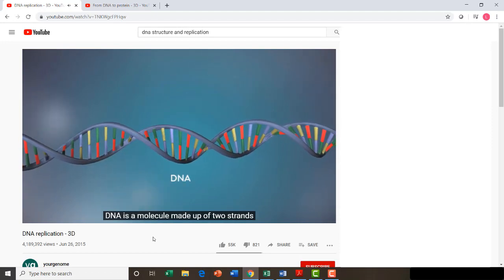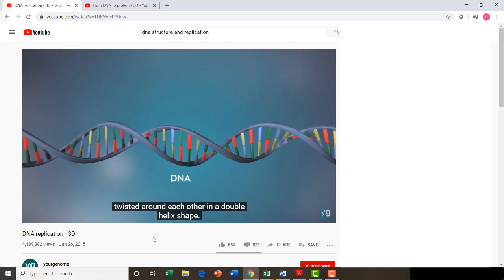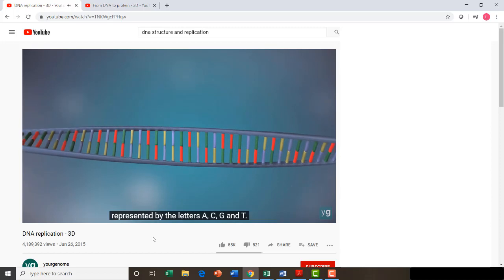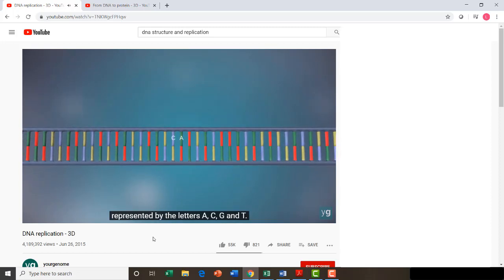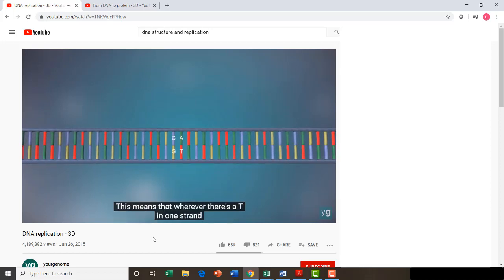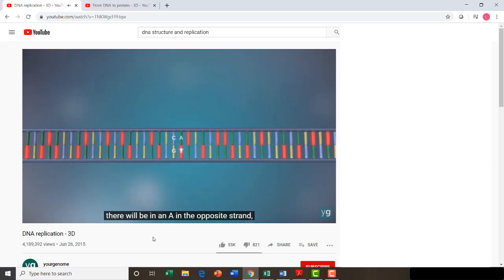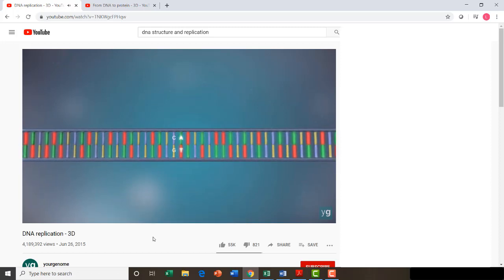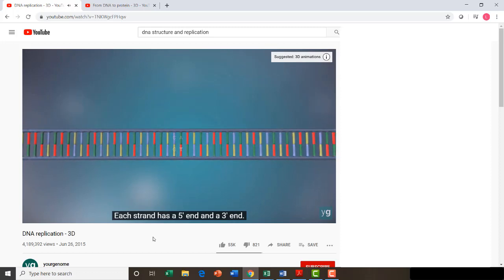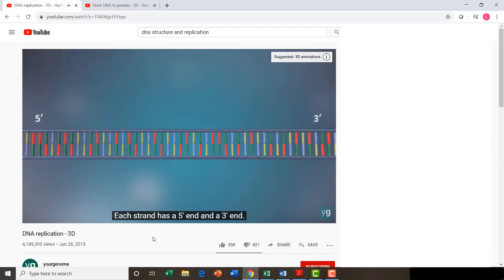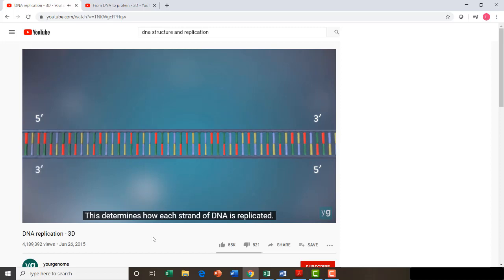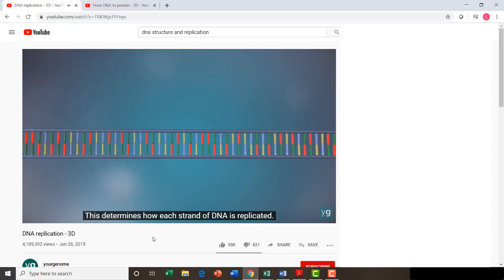DNA is a molecule made up of two strands, twisted around each other in a double helix shape. Each strand is made up of a sequence of 4 chemical bases, represented by the letters A, C, G and T. The two strands are complementary. This means that wherever there's a T in one strand, there will be an A in the opposite strand, and wherever there's a C, there will be a G in the other strand. Each strand has a 5' end and a 3' end. The two strands run in opposite directions. This determines how each strand of DNA is replicated.